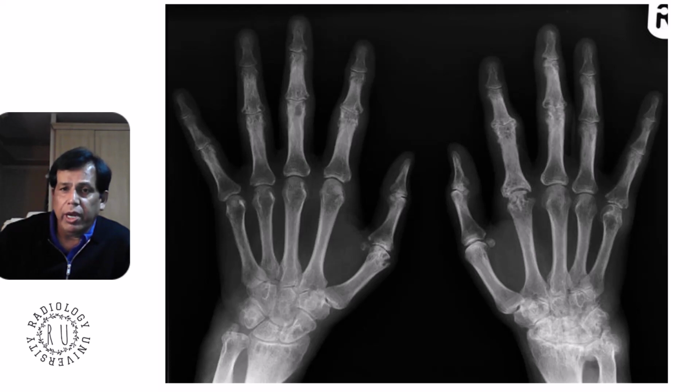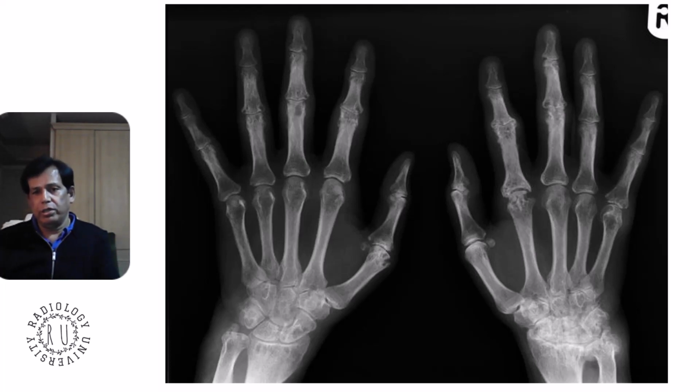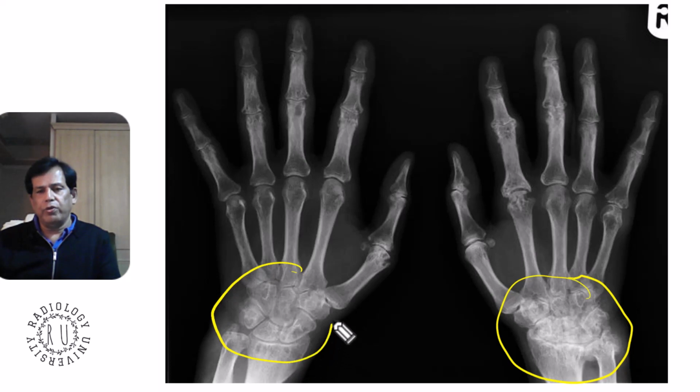So you've got both hands, right and left. You've got changes in the proximal and the distal joints. You can see the changes in the radiocarpal and intercarpal joints on this side, and you can see changes on the other side also. The changes are slightly different and asymmetrical, but there are changes. Then if you look at this one, there are proximal joints, and you've got distal joints also.